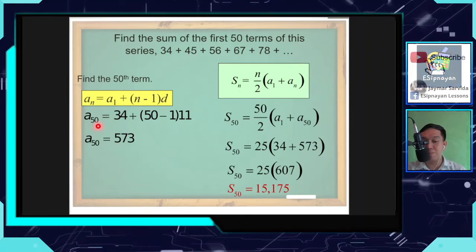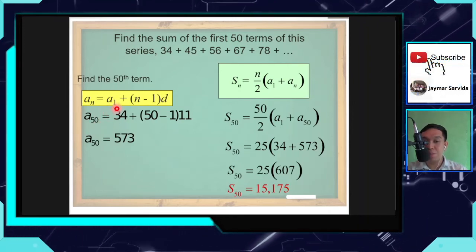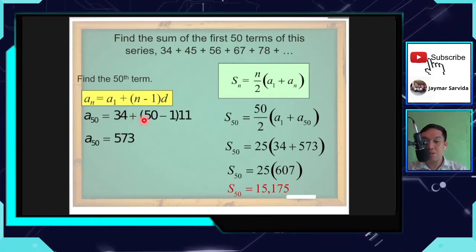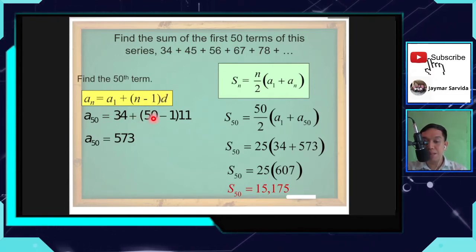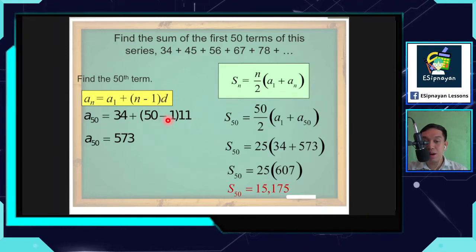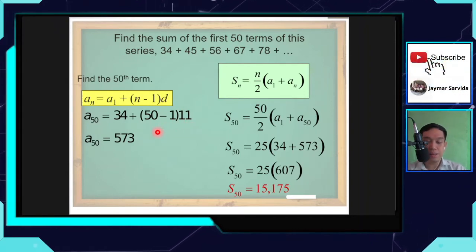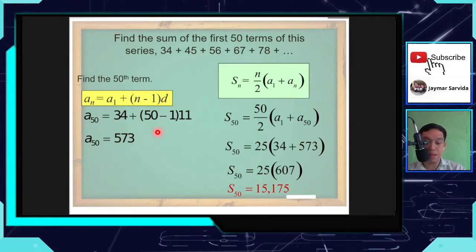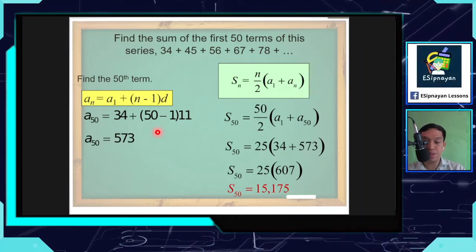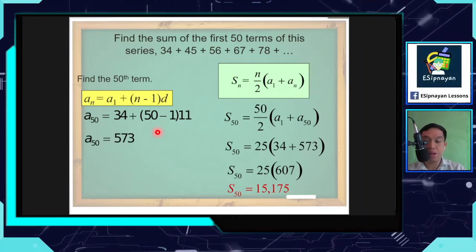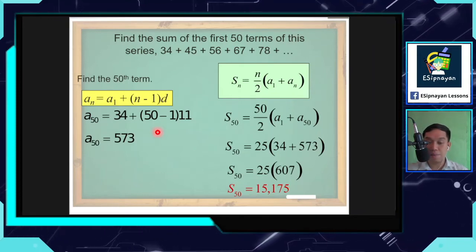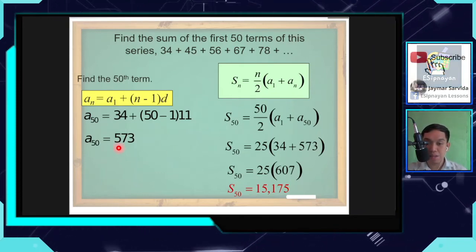So magiging a sub 50 equals yung a sub 1 papalitan lang natin ng 34 plus yung ating n papalitan ng 50, so 50 minus 1 times yung ating d papalitan natin ng 11. Okay? So 50 minus 1 is 49 and 49 times 11 is equal to 539. And 539 plus 34 is 573. Okay, so 573. So mayroon na tayong last term.